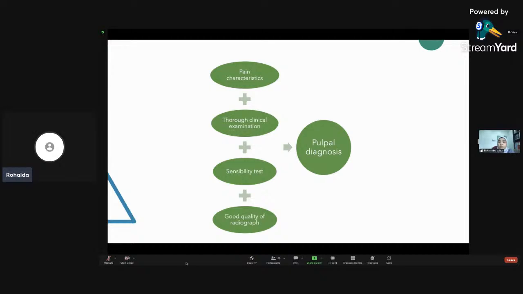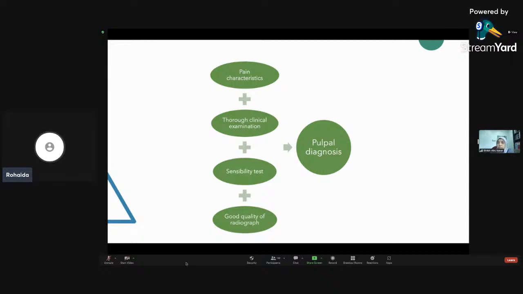Okay, pulpal diagnosis. The first thing that you have to do, probe, dig, get detail of the pain. Okay, as I mentioned earlier on, and thorough clinical examinations. Okay, look at where the complaint tooth is. Look if there is a presence of reddish gum, swelling, sinus.